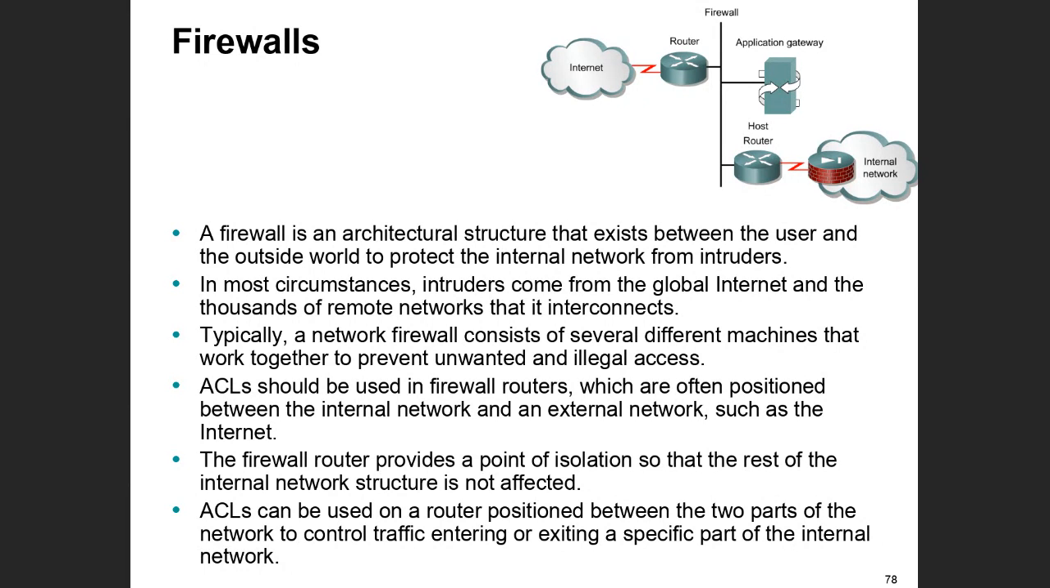So a firewall would normally consist of several different machines that work together. We could use access control lists in firewall routers. And this gives us some point of isolation. So we can put an access control list on routers positioned between two points of the network to control traffic exiting or entering a specific part of the internal network. So in this example, we have the internet, okay, where anything goes on the internet, Wild Wild West. And then we have our gateway router that attaches our company to the internet.